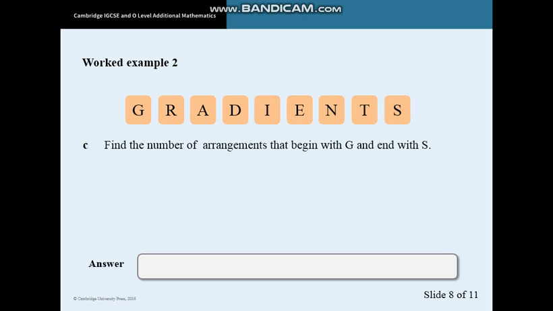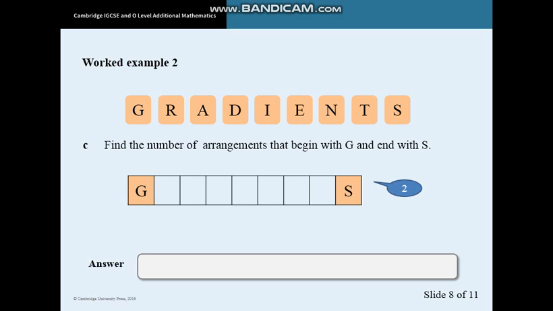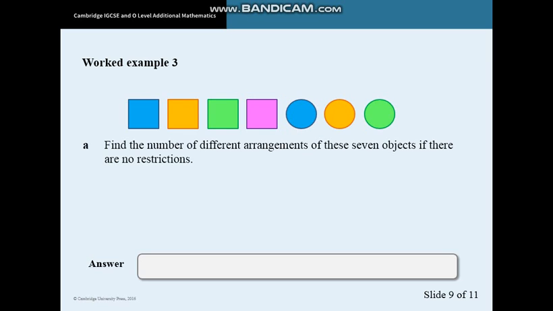Find the number of arrangements that begin with G and end with S. Of course, G and S should be in the first and last places. So in the middle, we can put R, A, D, I, E, and T. Now we have 7 places here, so we can put 7, 6, 5, 4, 3, 2, and 1. So we have 5,040.